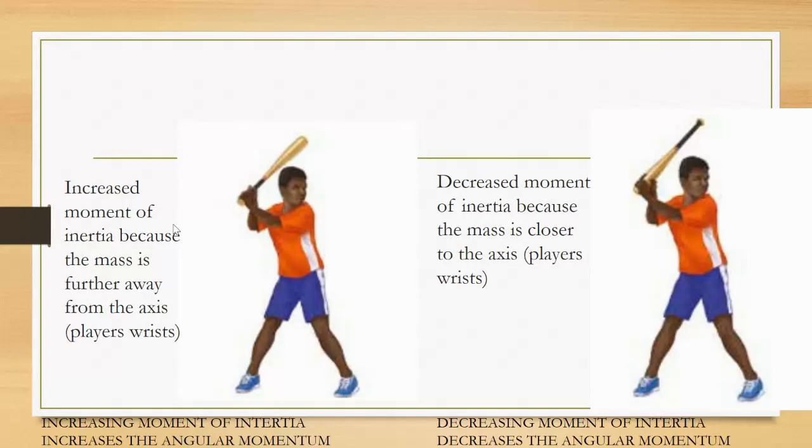Okay, likewise, if we decrease the moment of inertia, so the weight is closer, so its radius is closer to the axis, which is his hands in this example. If we decrease the weight on the end, then it has less moment of inertia. So decreasing the moment of inertia decreases the angular momentum.